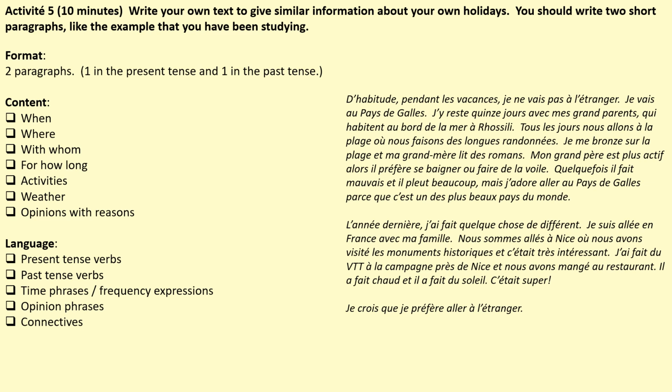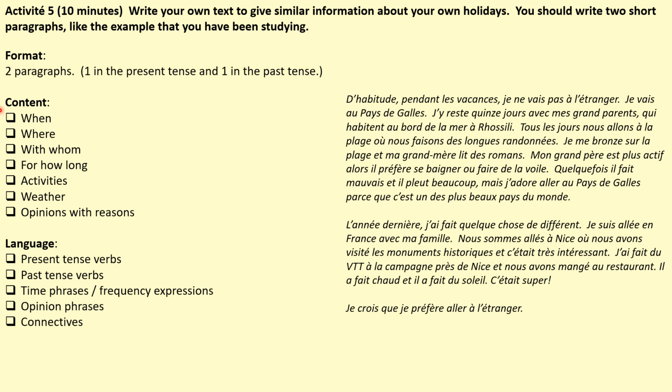Activité 5. Now write your own text to give similar information about your own holidays. You should write 2 short paragraphs, just like the example that you've been studying this lesson. I have included the example text on this page so that you have something to refer to as you're doing your writing. So the format should be that you write 2 short paragraphs. One should be in the present tense and the other in the past tense. This helps you organize your ideas and make it really clear which tense you're talking in.